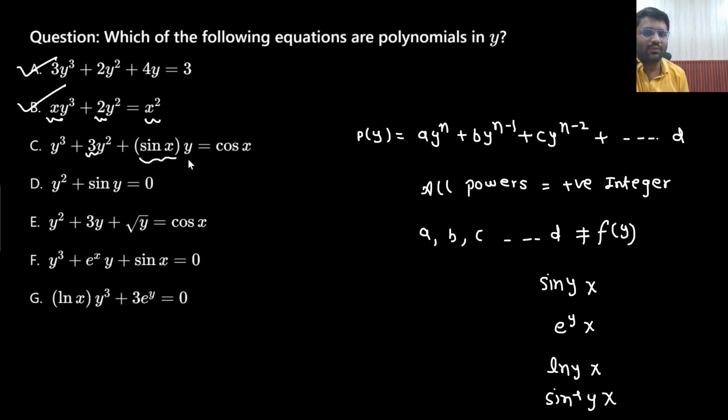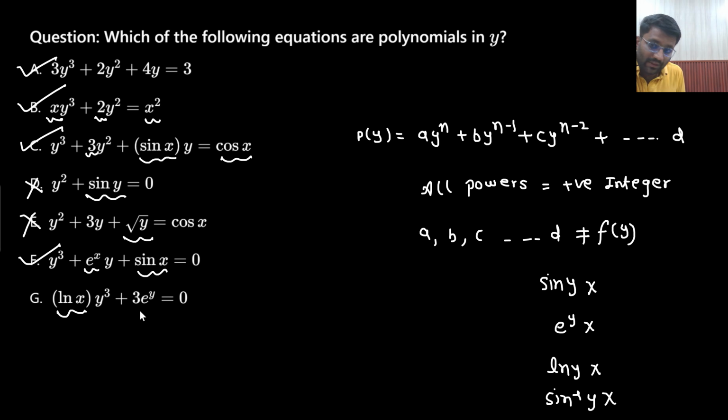Sin x is accepted. It is a constant value. This is also a constant value. Completely accepted. But this sin y is not accepted. Right? This under root y is not accepted. Why is that so? Because power should be a positive integer. Under root y not accepted. E to the power x accepted. Sin x accepted. Rest everything is fine. Ln x accepted. But this e to the power y is not accepted. So did you understand the meaning of polynomial in y?